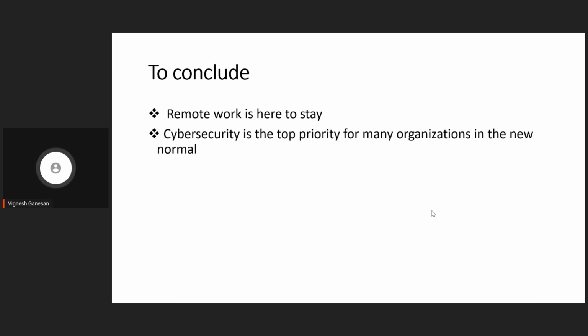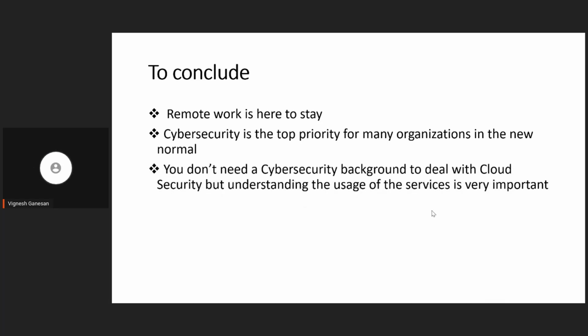cybersecurity is the top priority for many organizations in the new normal, because as I said, you're not within your organization's perimeter, right? Maybe your username and password is your new perimeter. That's the way you need to start looking at it. And with this new culture, cybersecurity is becoming a top priority. And you don't really need to be coming from a cybersecurity background to deal with cloud security. So that's something which you need to understand.